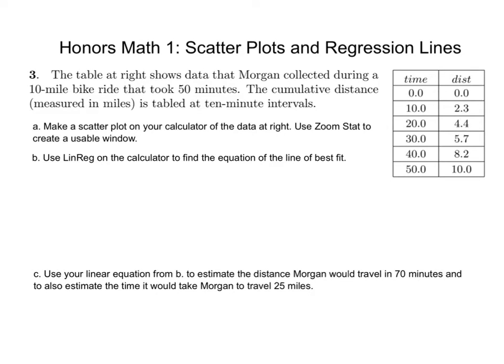Okay, this is for the test review, the scatterplots and regression lines from page 28, number 3. So what we have here is a table that shows the data Morgan collected during a 10-mile bike ride that took 50 minutes. And this cumulative distance is measured in miles. So we want to take this information and make a scatter plot of it on a calculator and then use linear regression.